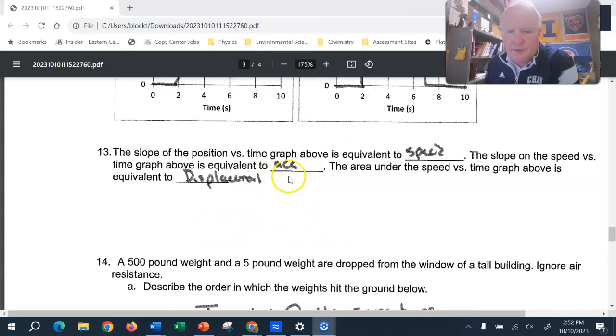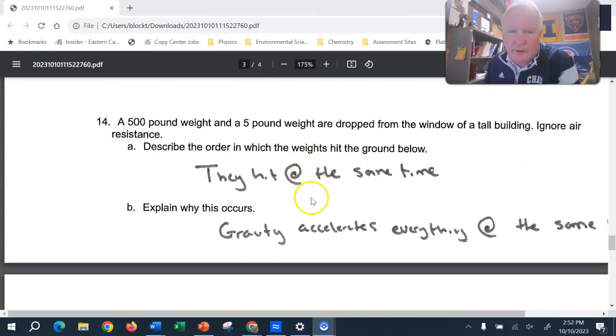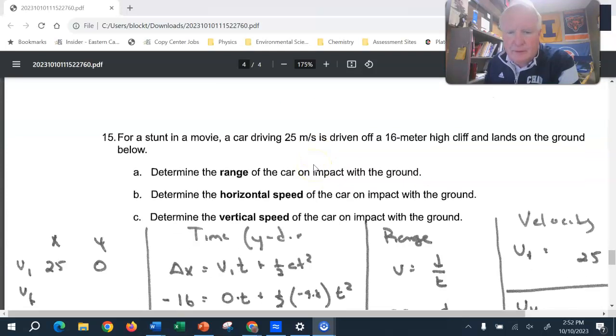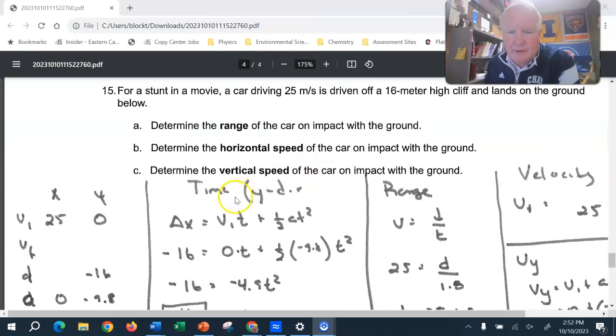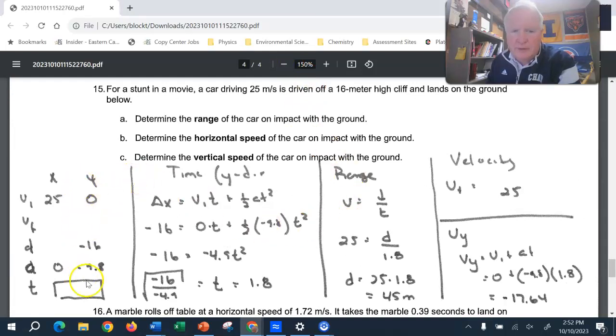All right, this is just from your notes, so you should be able to get those. This is from your notes. Everything hits at the same time. All right, and then now we've got our horizontal projectile problems. If you're doing them the way I do them, you'll see that this is all set up in the same way that we've been doing it the whole time. If you're in my class, this is the way we do it.